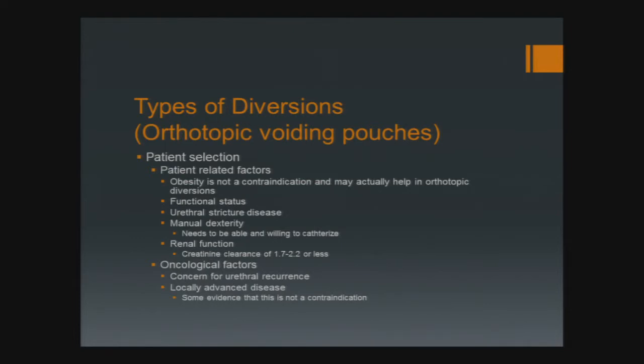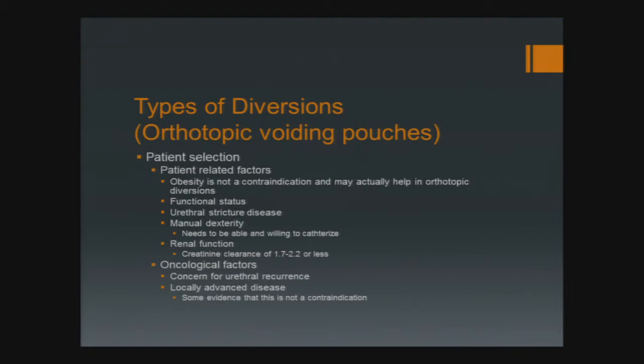Functional status, again, is a huge issue in these patients. Urethral stricture disease, manual dexterity for the need to catheterize. And then these patients also have that same renal function limitation I talked about earlier.